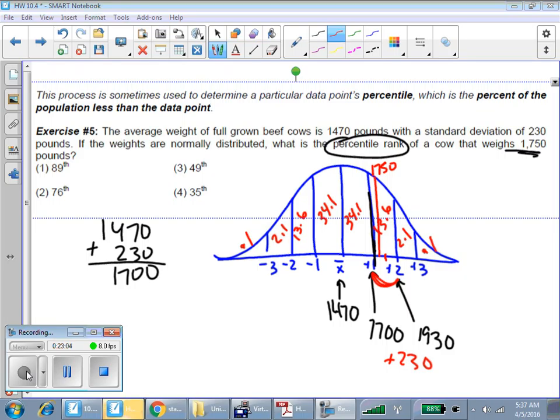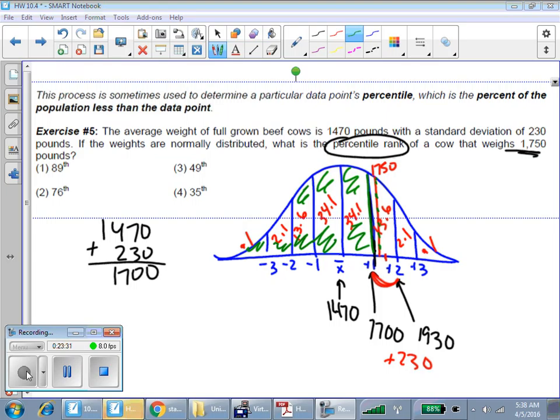The way you figure out a percentile is you add up all the percentages before it, or to the left of it. So if I add up this 34, this 34, this 13.6, this 2.1, and this 0.1, that would give me a better idea of what percentile this is at. But remember, it's not quite here. It's a little bit after it, like right here.